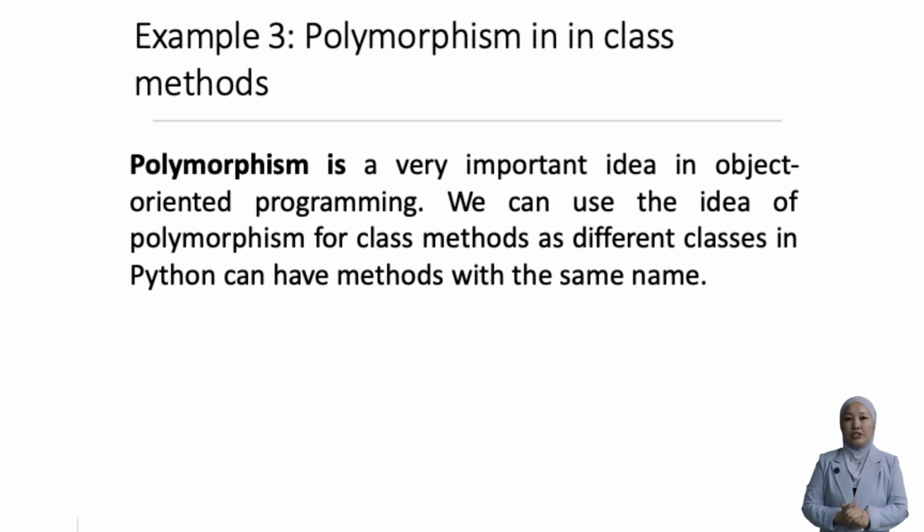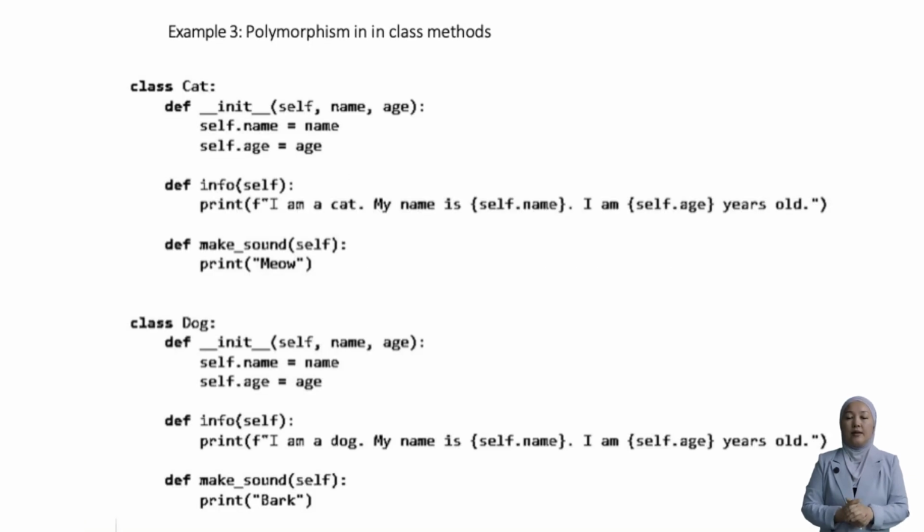Polymorphism finds its most intentional use in class methods. Different classes can have methods with the same name. When we call that method, the correct version is selected automatically based on the object's actual class at runtime. This allows us to write code that processes objects generically, trusting each object to know how to perform its own specific actions. Consider two classes, cat and dog.